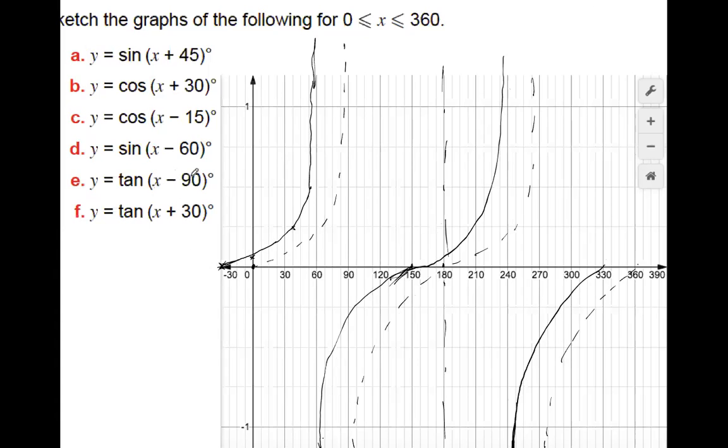If it was tan x minus 90, I would shift that by 90 to the right. So instead of starting here, I would start here. I think that's just going to have to be remembering it. You need points. So you need to remember first the classic tan x, and then what do you do with it?